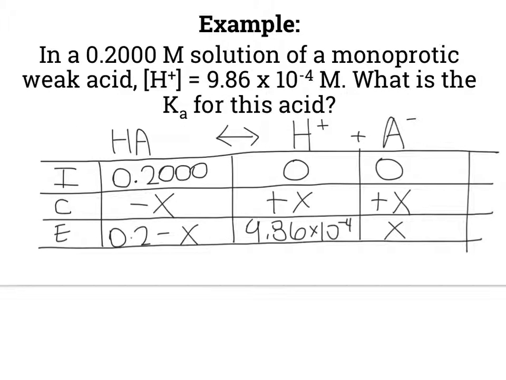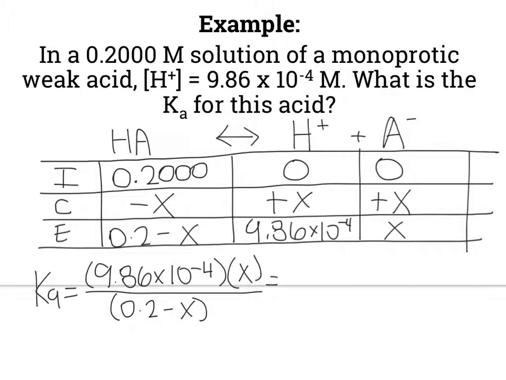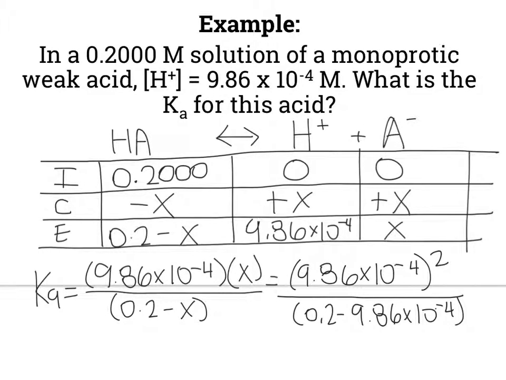Okay, here's our ice table. Again, we're in the very same situation, and that X apparently is equal to this 9.86. That means our Ka can be written as this, which if we plug in our value of X, we get 9.86 times 10 to the negative 4. We have two of them on top, so I just tend to square them over 0.2 minus that number.